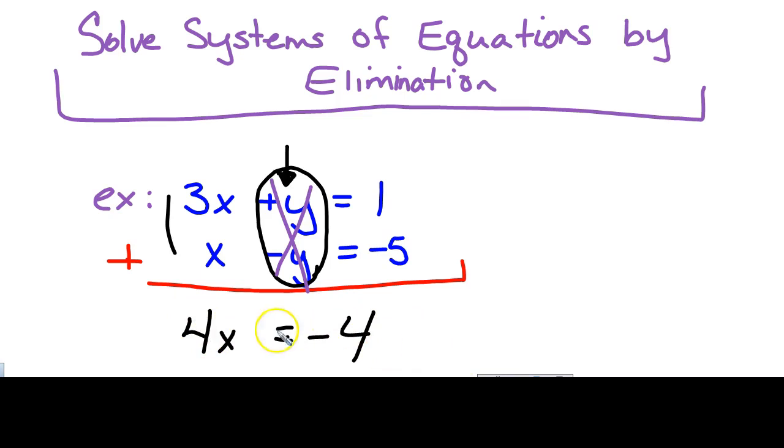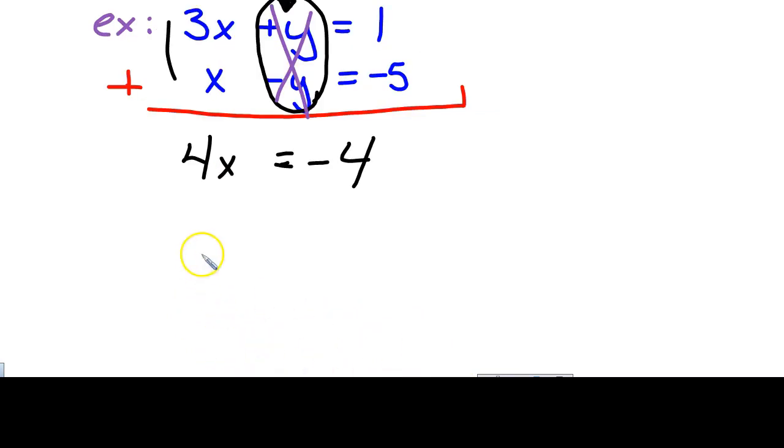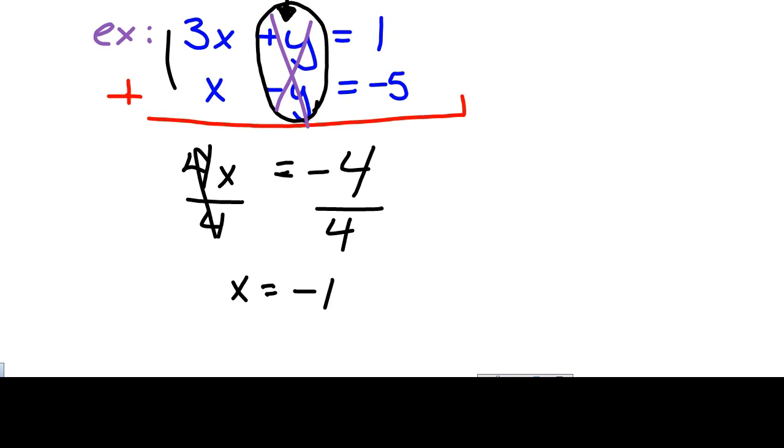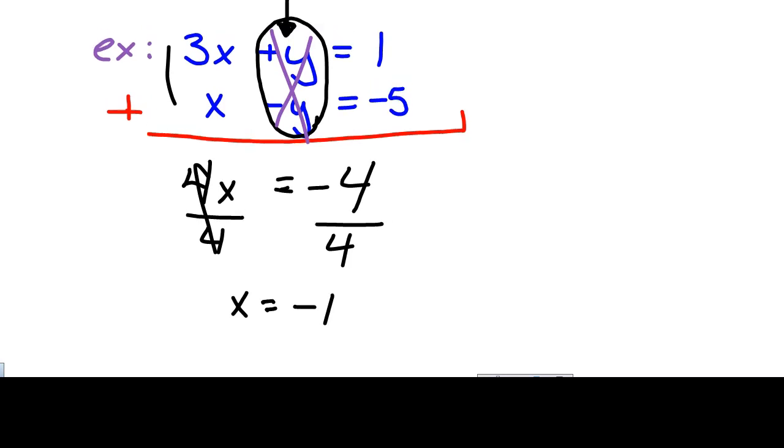Then we continue on solving for the variable that's left. Right now we've started with two equations and now we have one. In order to solve for x, we're going to divide both sides by 4 and we're going to get x is equal to negative 1. However, that doesn't tell us what y is. And remember, a solution of a system of equations is an ordered pair, a point. So we need an x and a y.